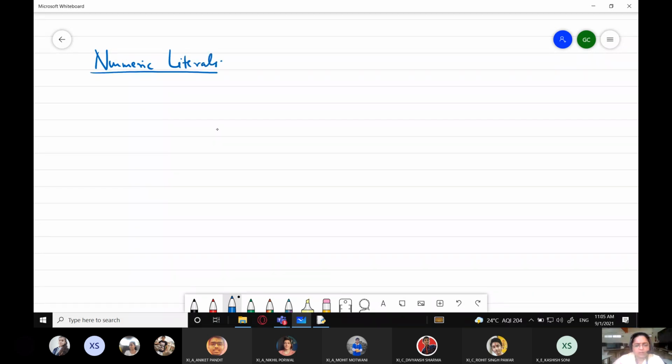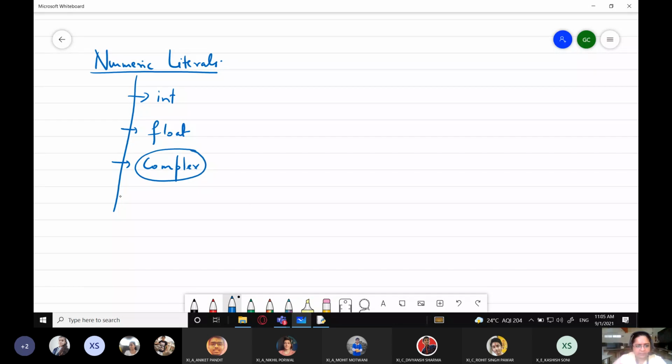Now numeric literals are of various types. Okay, how many types are there? We have integer literals. Okay, we have float literals. We have complex literals. You have a separate data type in Python, especially for handling complex numbers, which is not there in any other language. And a part of this is also Boolean literals.